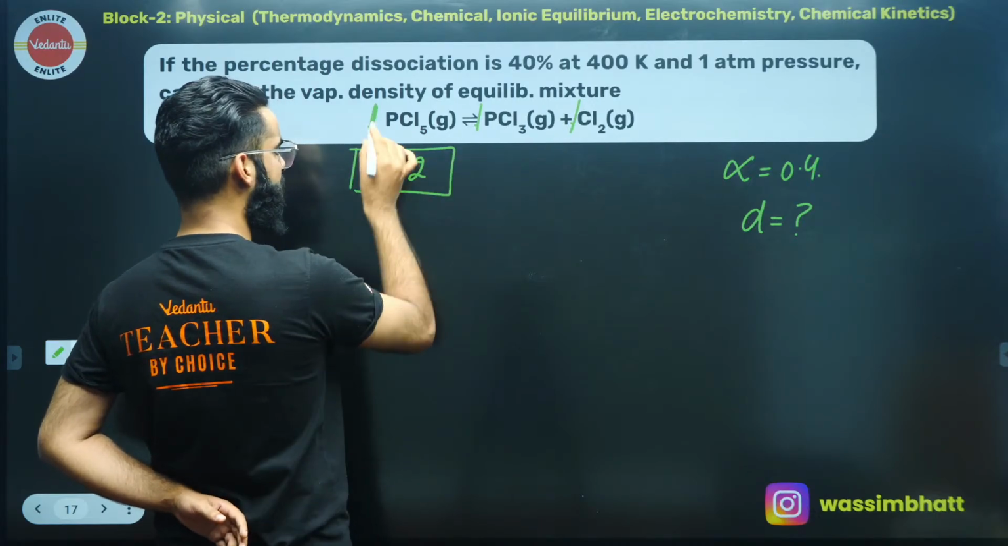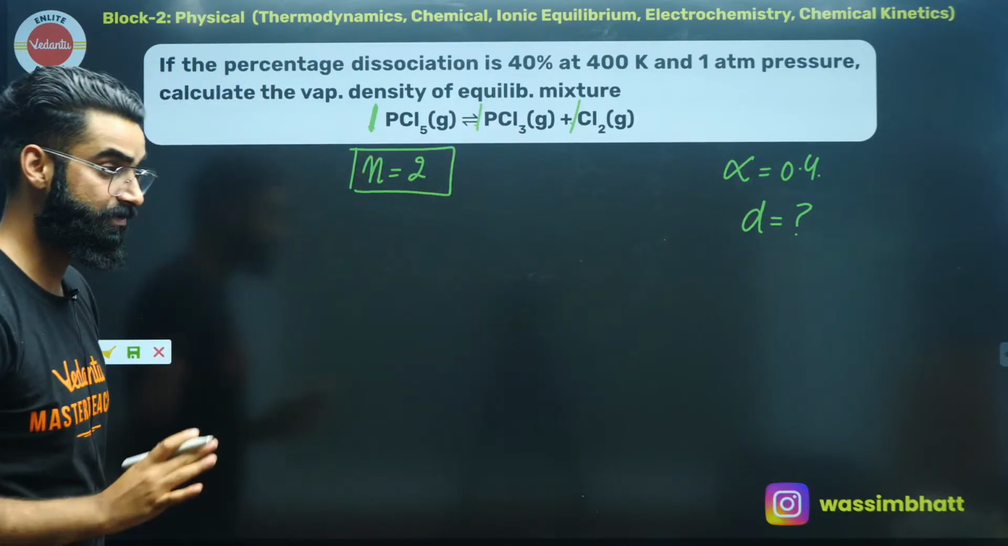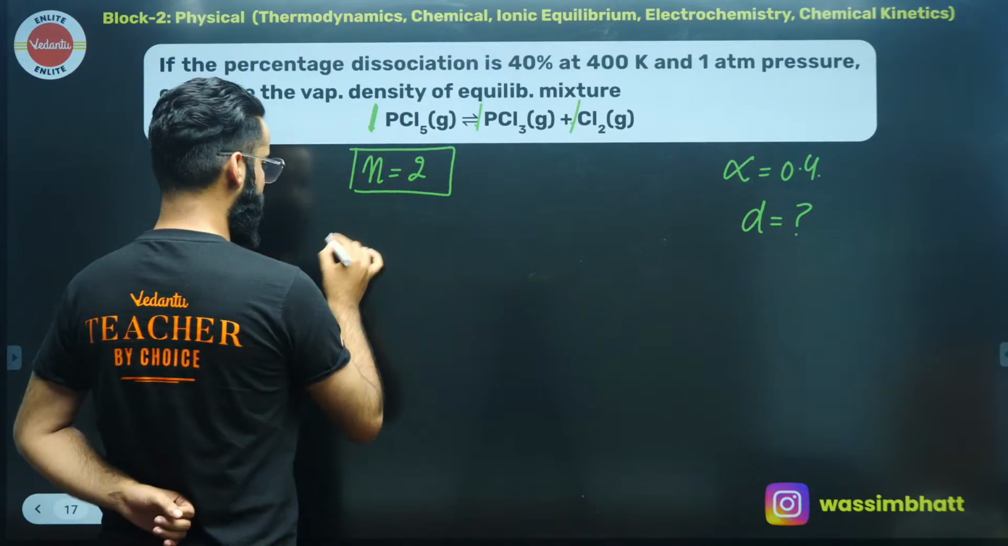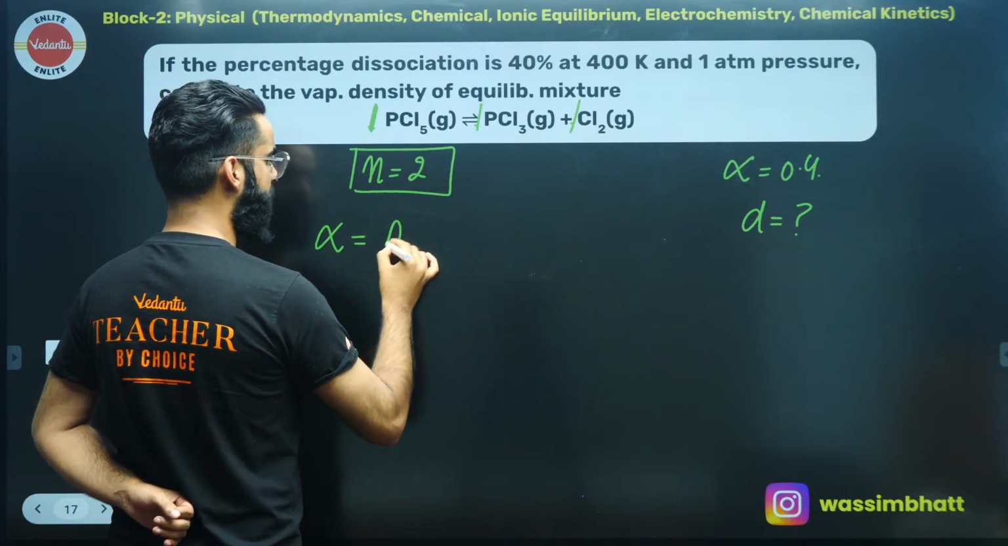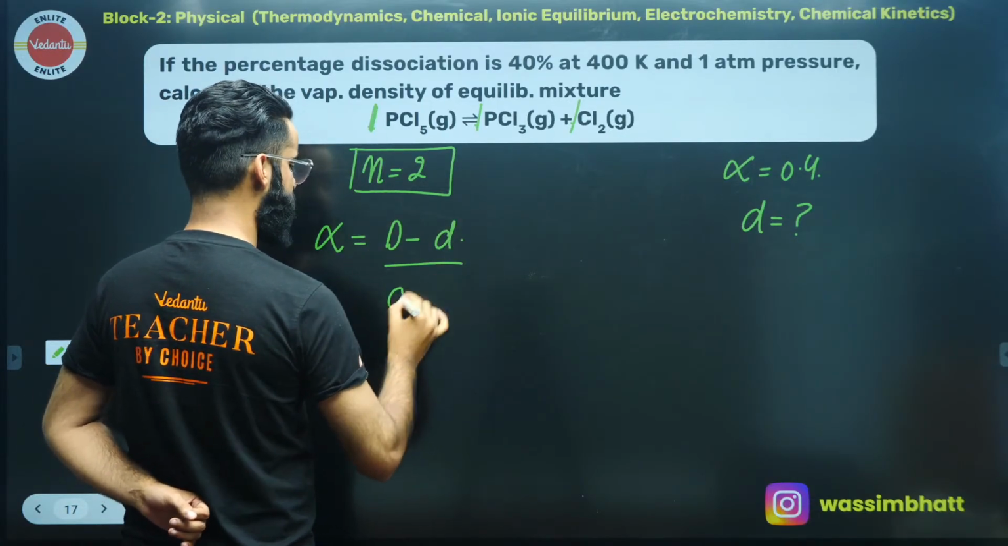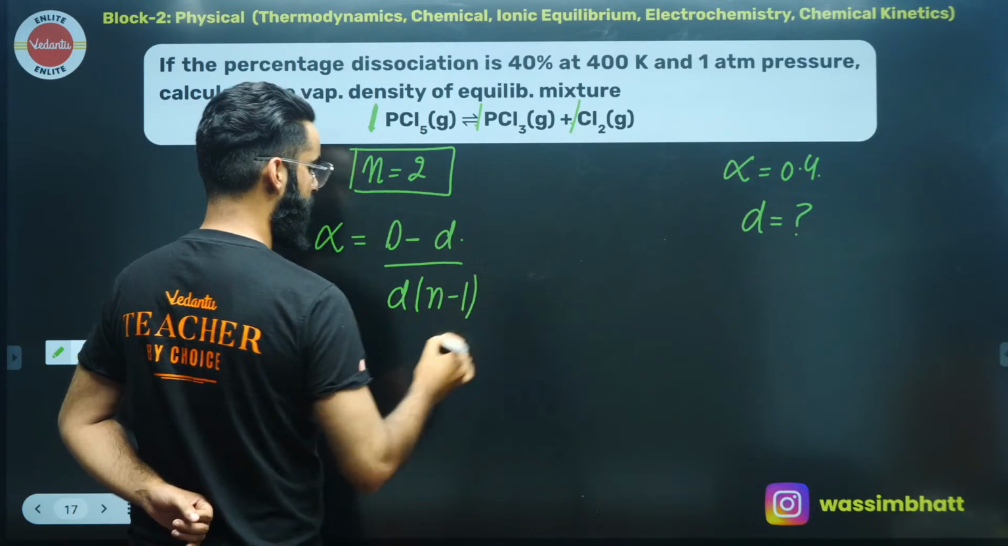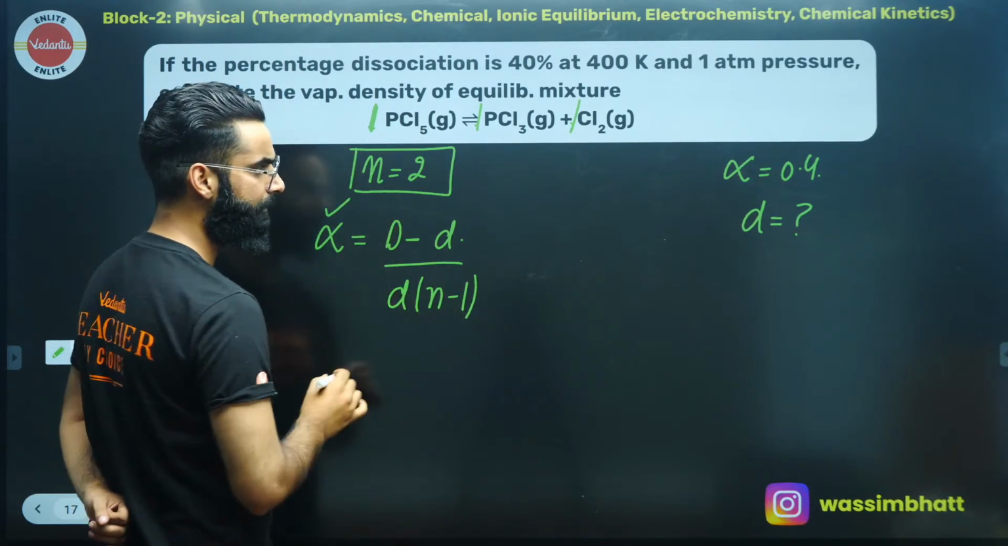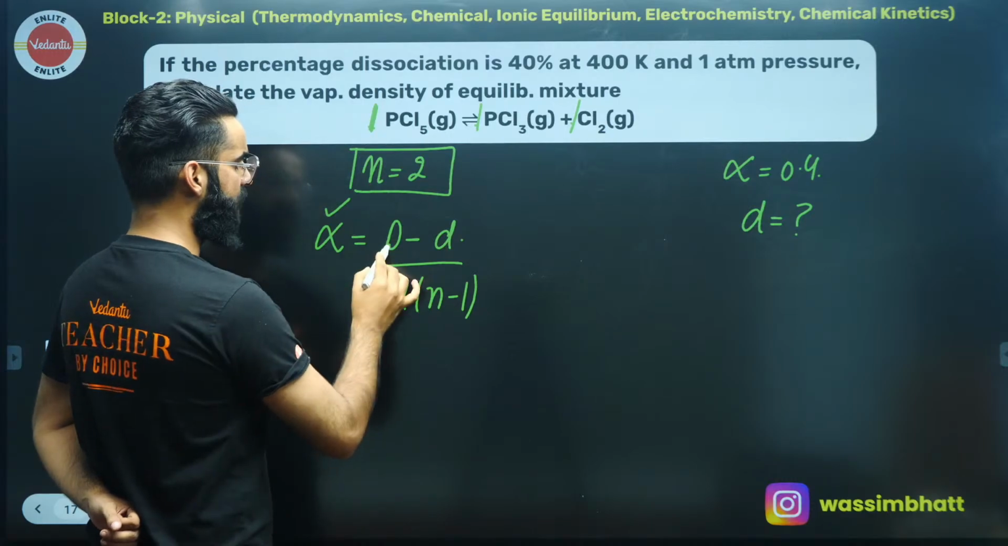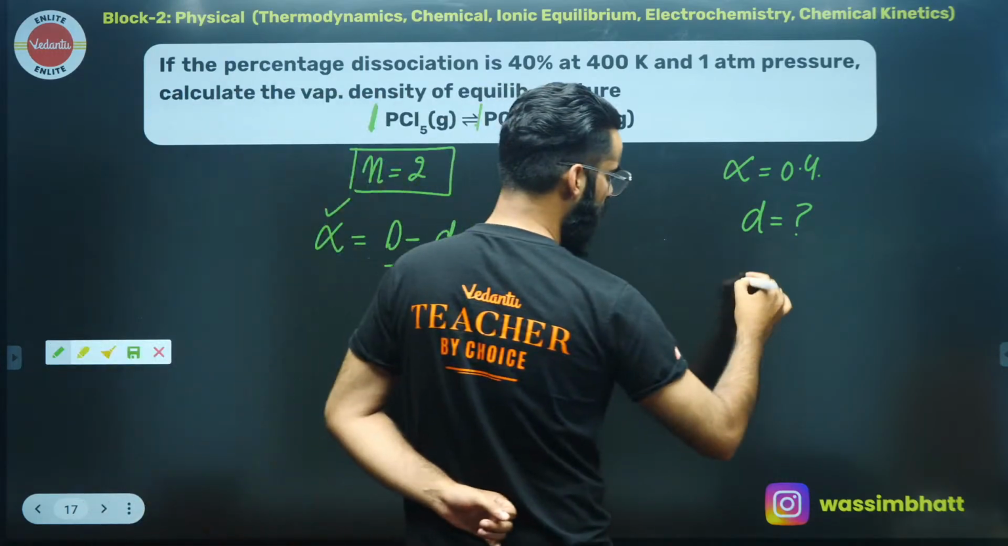From 1 mole of reactant, you are getting 2 moles of products. So the n value is 2, first of all. Now, you'll be using the formula alpha = (D - d)/(d(n - 1)). My dear people, you already have the alpha value, right? What is going to be capital D?